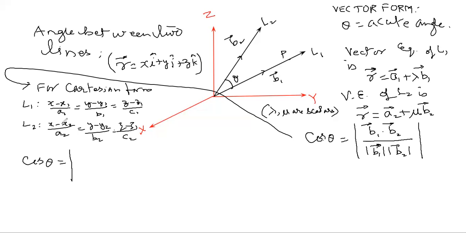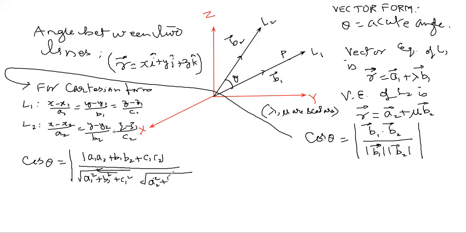If you find B1 dot B2, the answer is a1 a2 plus b1 b2 plus c1 c2, divided by the magnitude of B1, which is under root a1 square plus b1 square plus c1 square, and similarly the magnitude of B2 is under root a2 square plus b2 square plus c2 square.